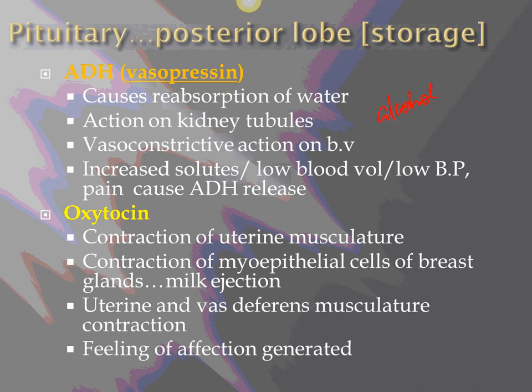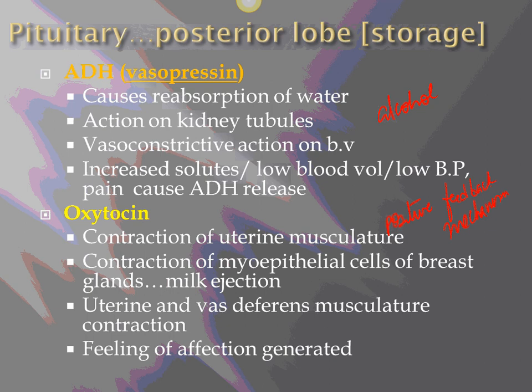How about oxytocin? Its action is on the uterine musculature, so it causes contraction of the uterine musculature. This contraction occurs during labor, definitely. So in fact, in the case of oxytocin, it's a positive feedback mechanism. But this contraction of the uterus also occurs during normal sexual activity. So it does not necessarily have to do with labor.